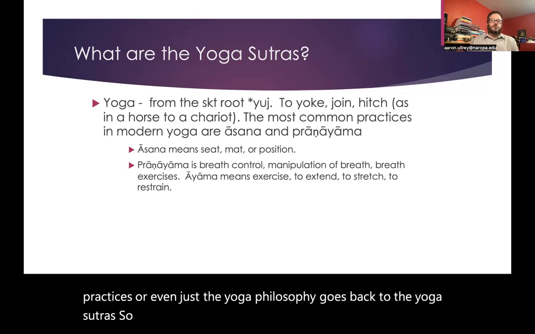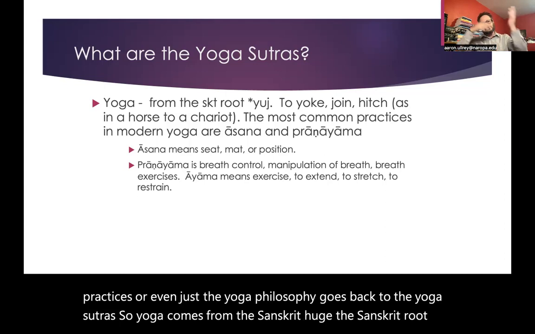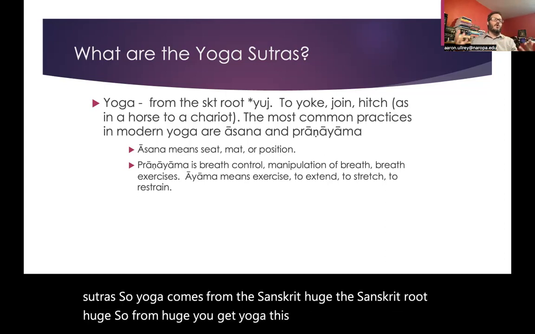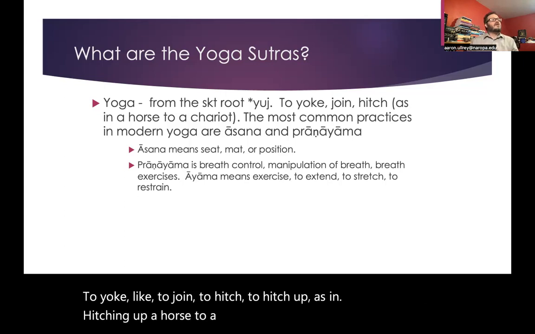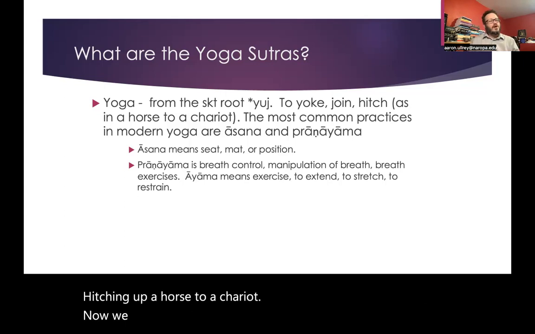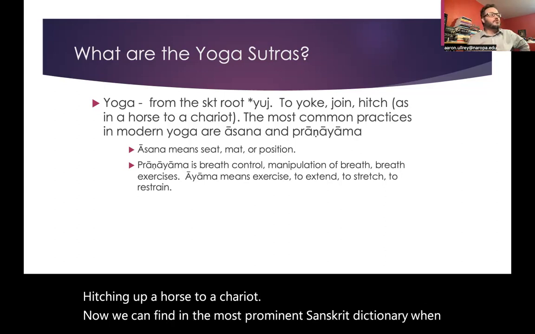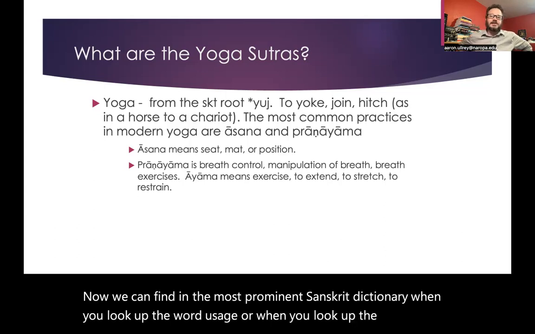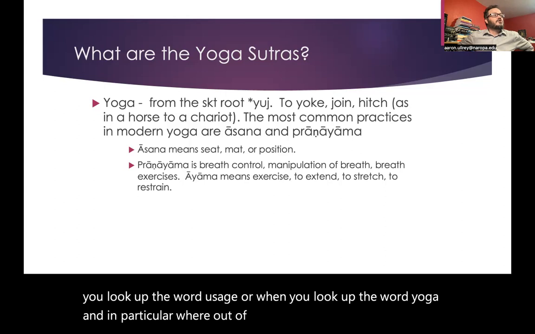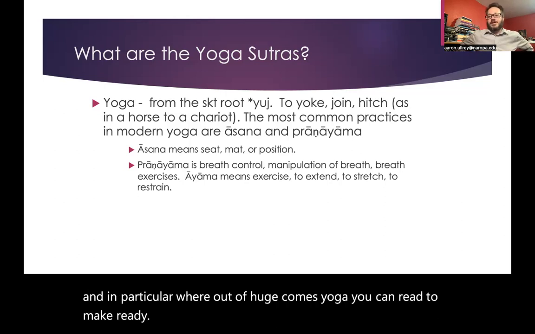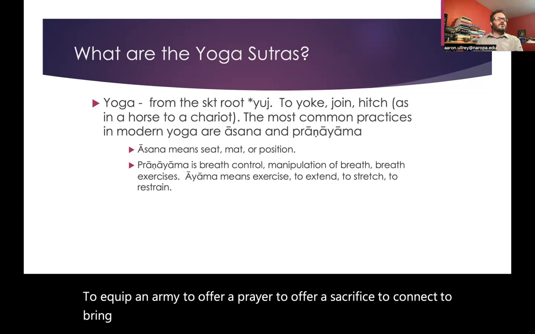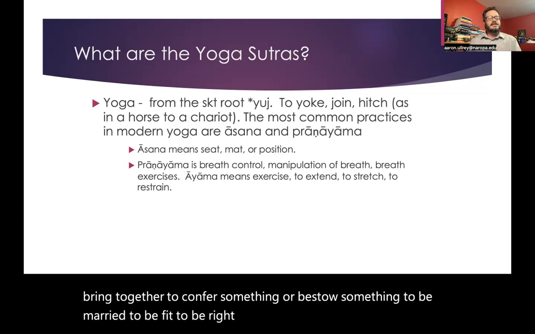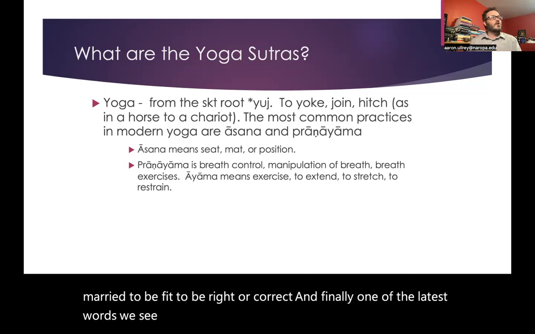So yoga comes from the Sanskrit root yuj. So from yuj, you get yoga. This means to yoke, to join, to hitch up, as in hitching up a horse to a chariot. Now, in the most prominent Sanskrit dictionary, when you look up the word yuj, or the word yoga in particular, you can read: to make ready, to equip an army, to offer a prayer, to offer a sacrifice, to connect, to bring together, to confer something or bestow something, to be married, to be fit, to be right or correct. And finally, one of the latest meanings we see is to be absorbed in meditation.